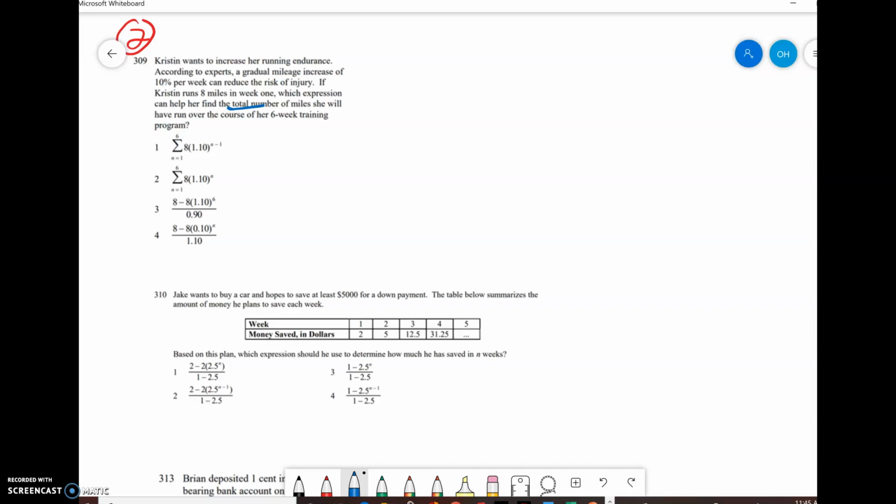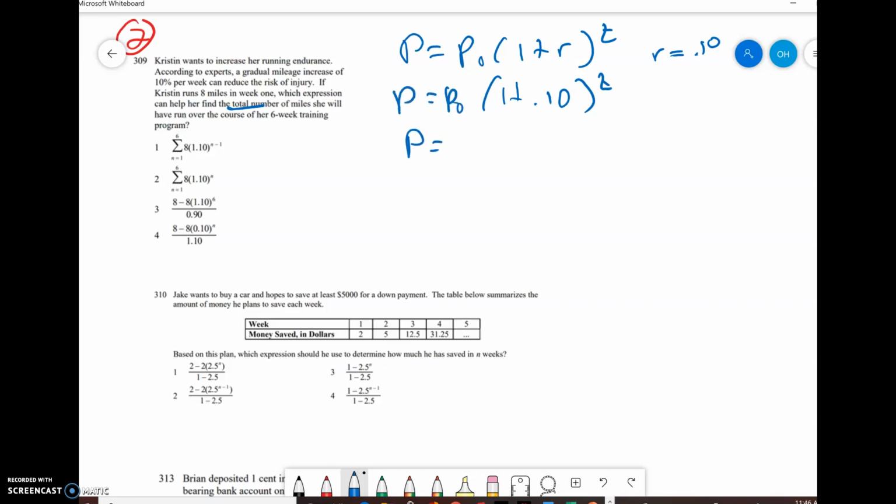Okay, so if her mileage increase is 10% per week, that's an exponential growth problem. So I think of P is equal to P naught times 1 plus r to the t, where this r, which is not the same thing as the r in the geometric sequence, the common ratio, is 0.10, because that's what 10% is as a decimal. That's 1 plus 0.10 to the t, and P naught is 8. P naught is the same thing as a sub 1, that's 8. And so we have 1.10 to the t.